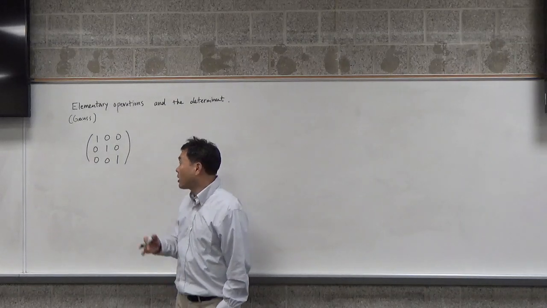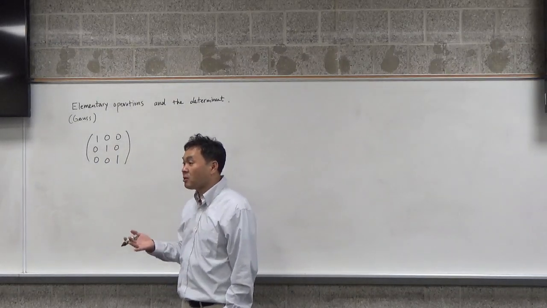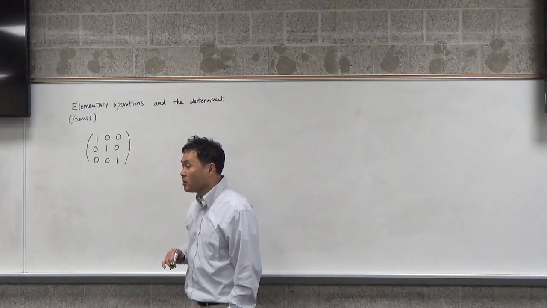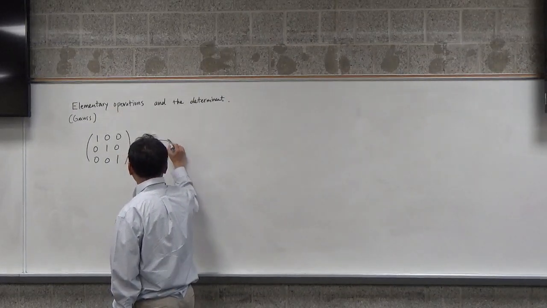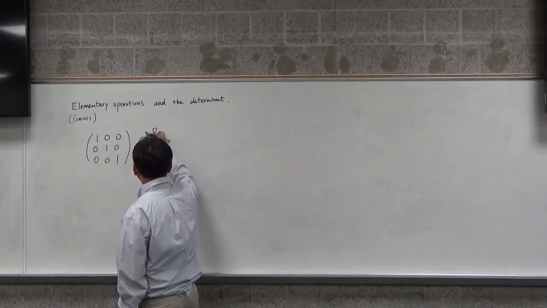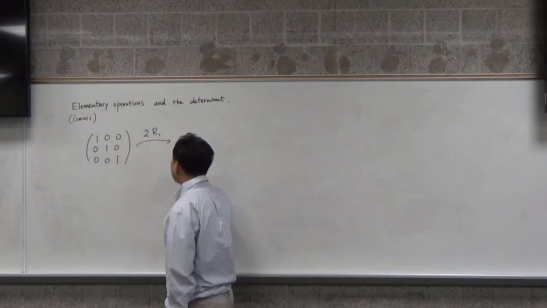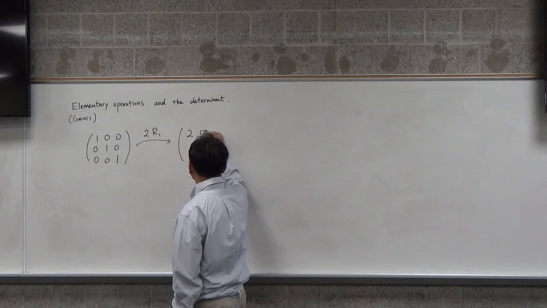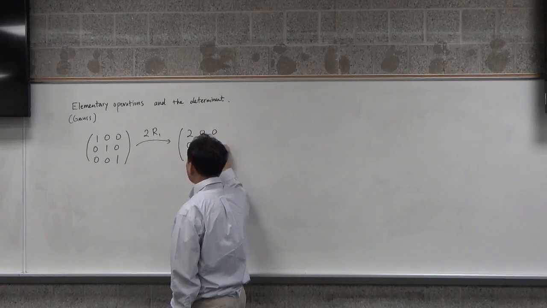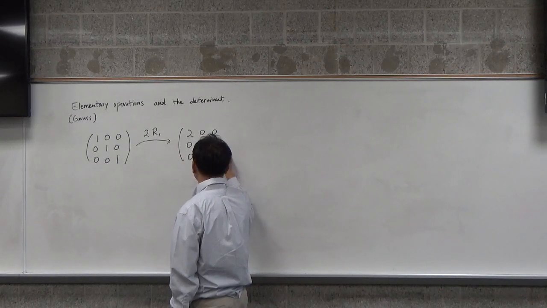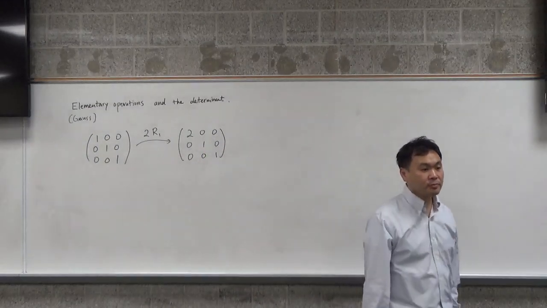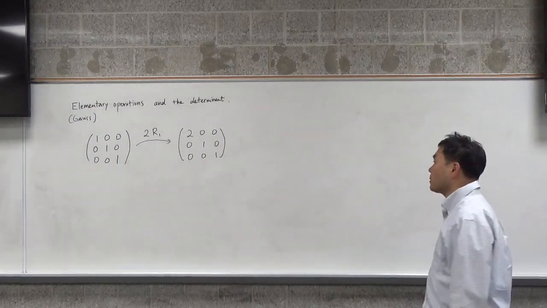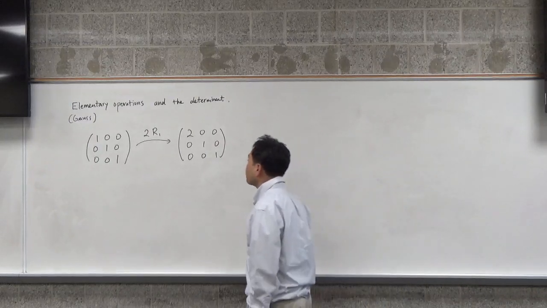Scale. You can multiply a non-zero number to any row, okay? So you can multiply, say, R1 by 2. Then it gives you 2, 0, 0, 0, 1, 0, 0, 0, 1.